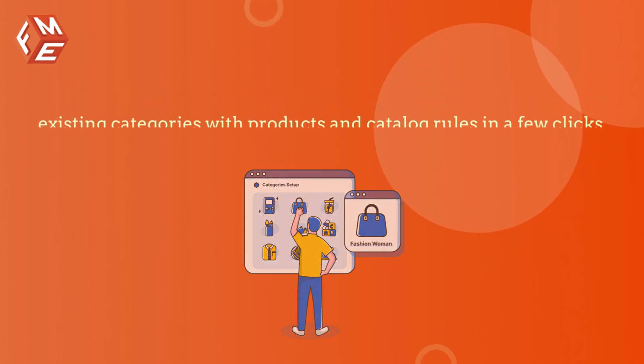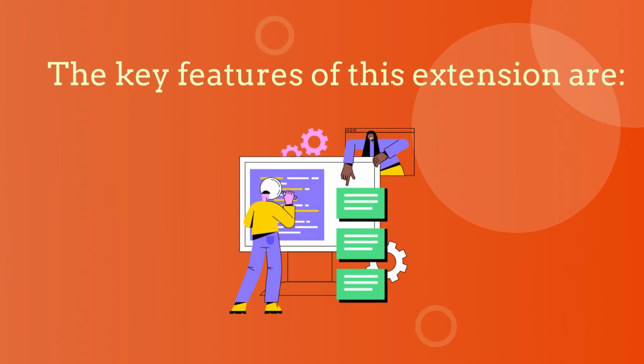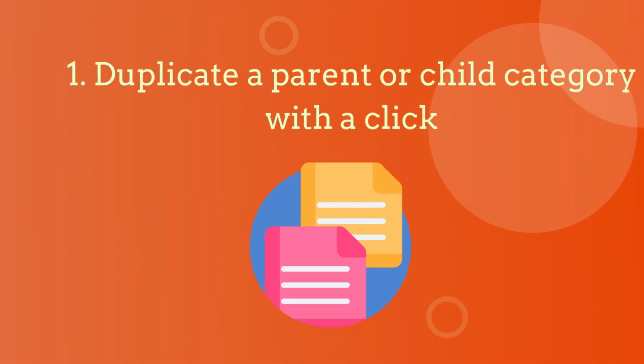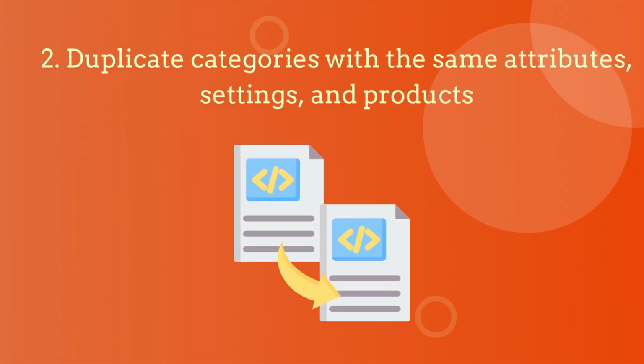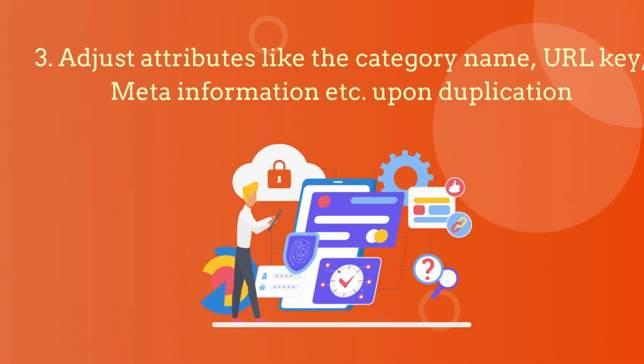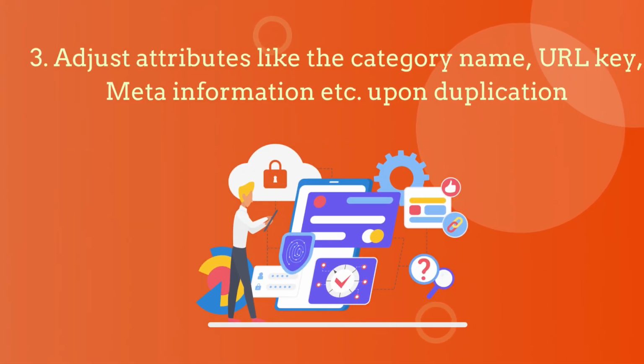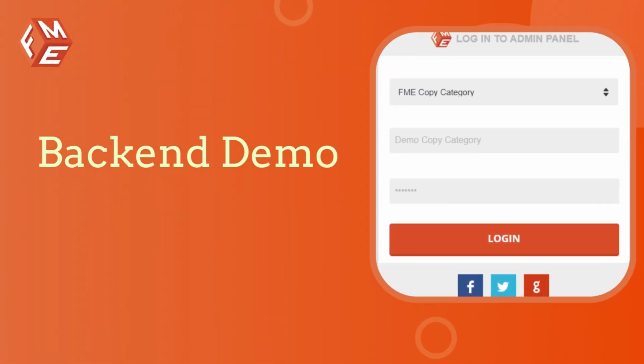clicks. The key features of this extension are: duplicate a parent or child category with a click, duplicate categories with the same attributes, settings, and products. Adjust attributes like the category name, URL key, meta information, etc. upon duplication. Let's configure the extension.